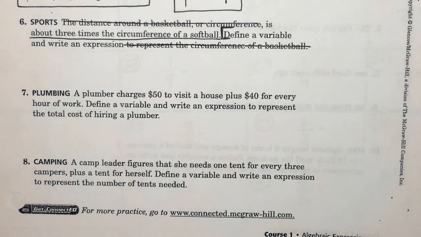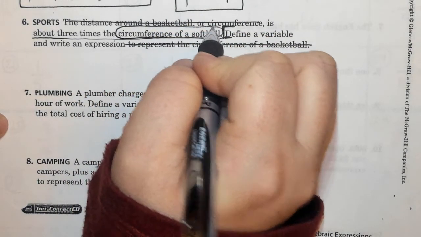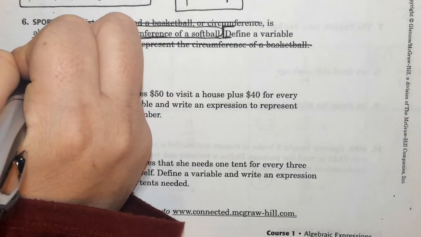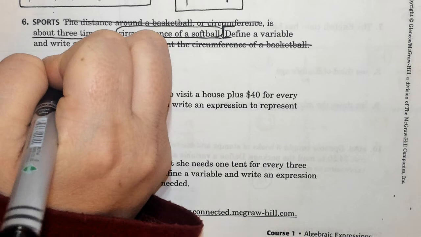So now it says about 3 times the circumference of a softball. So what is it that I need to know? What is it I'm missing, Brianna? The circumference of a softball. Yeah, I have no idea what the circumference of a softball is. It's the distance around the softball. But I don't know what that measurement is off the top of my head. So you can use C for circumference. I'm going to use S since we're talking about softballs and basketballs. I'm going to say S is the circumference of a softball.